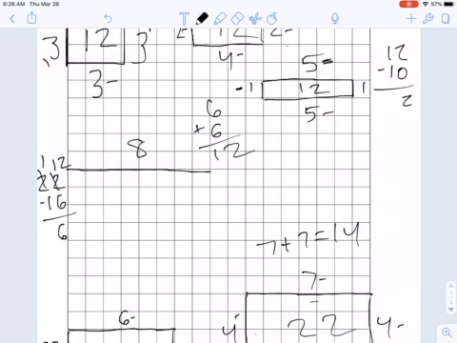I have to split 6. 1 plus 1 is 2. 2 plus 2 is 4. 3 plus 3 is 6. Okay.